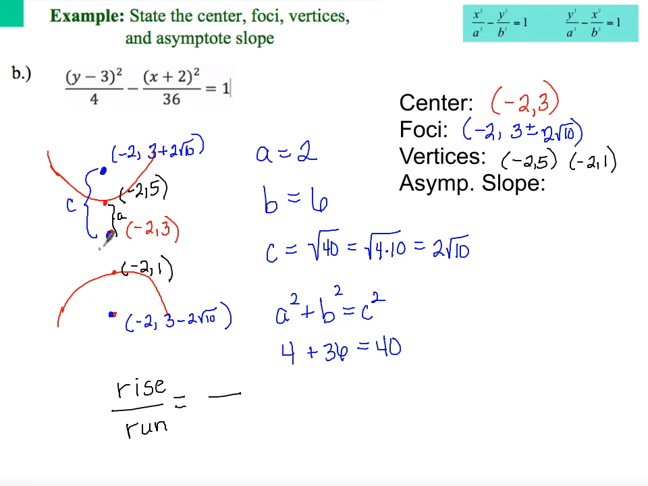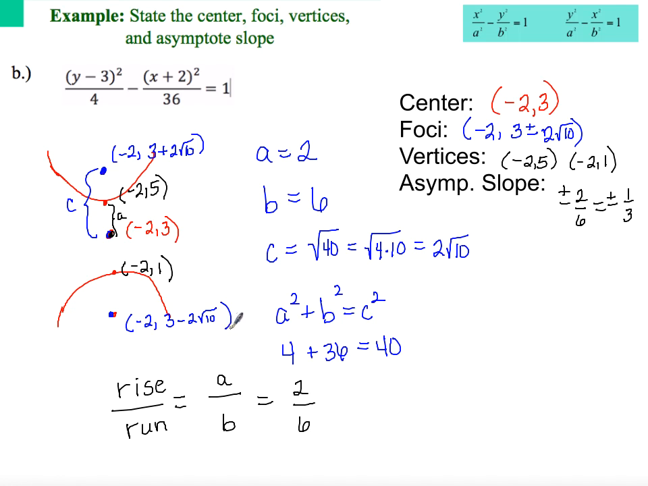Which one is it? So think about, what did the A do? Was the A rising or running? Looks like the A is my rise. That's going to put B as my run. So my A value was 2. My B value is 6. And remember, we're going to have a plus or minus in front of there. So plus or minus 2 over 6, certainly could simplify that to be plus or minus 1/3 for the slope of those asymptotes.